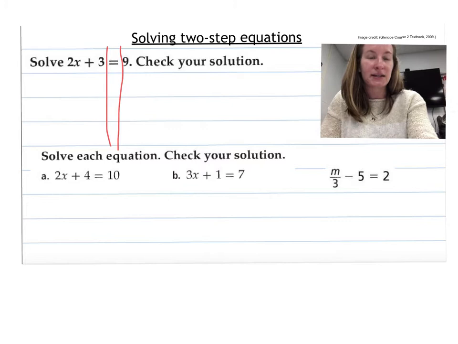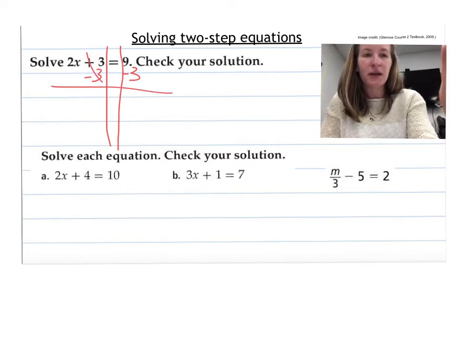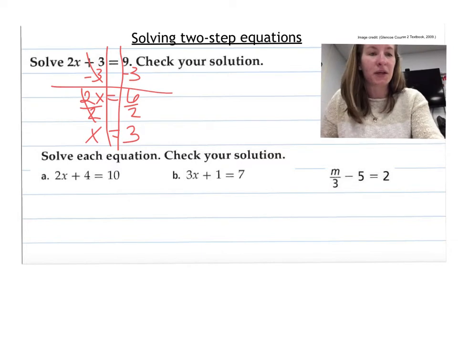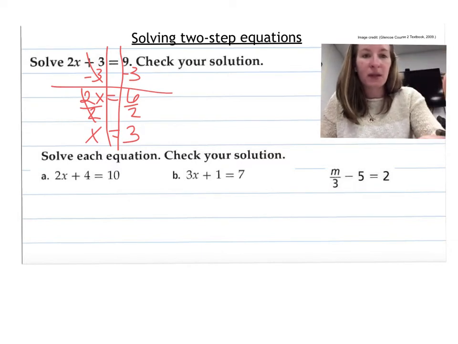If the last thing I did was add 3, I'm going to subtract 3 on both sides, keeping it balanced. So 3 minus 3 is just 0, so I'm left with 2x on the left, and I'm left with 6 on the right. You had 6 after you multiplied by 2, so let's undo that, and let's divide by 2. So I divide by 2, 2 divided by 2 is 1, I'm left with 1x, so 6 divided by 2 is 3. This means that I think x was 3 before it was operated on.